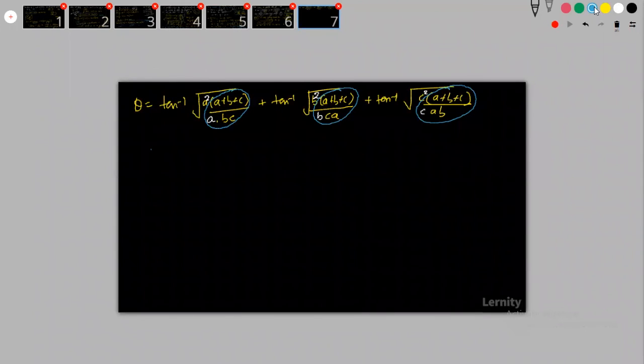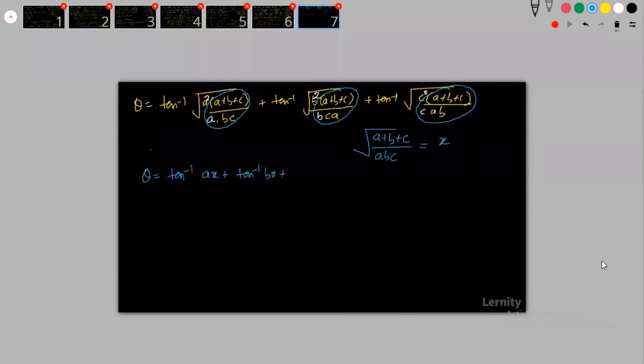So I can write the under root of A plus B plus C by ABC as some constant. Let's take this as X. I can write this as X, right? So after this, see how simply I can write this whole term. So theta is equals to tan inverse of AX plus tan inverse of BX plus tan inverse of CX, right? This is much simpler for me to write, and to proceed from this point is much simpler because again and again I do not have to write this long term.